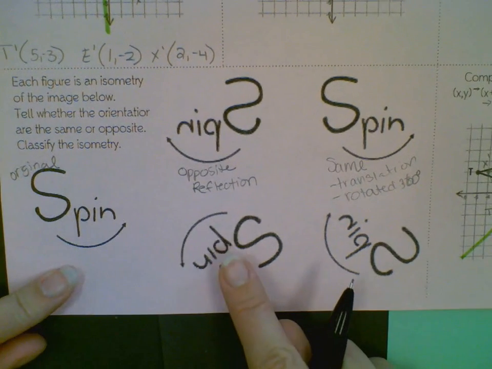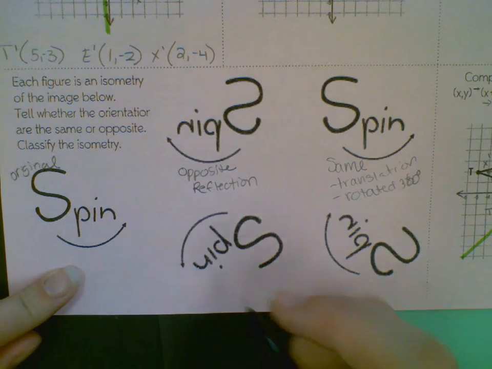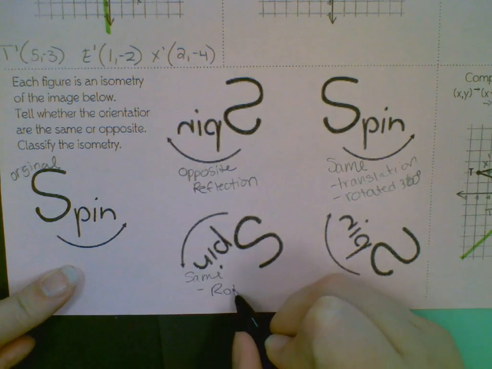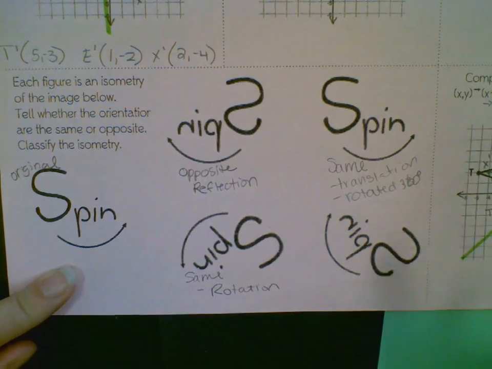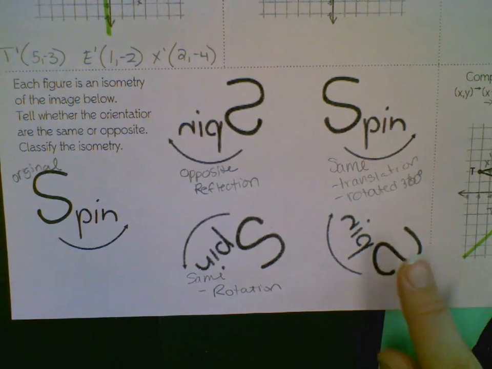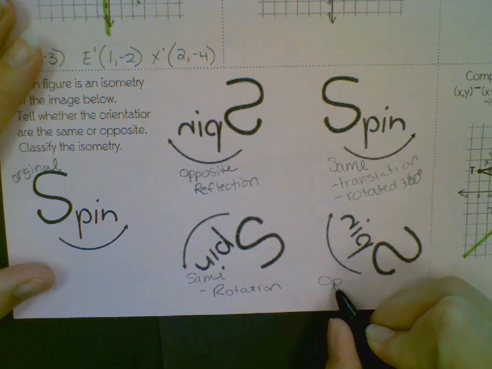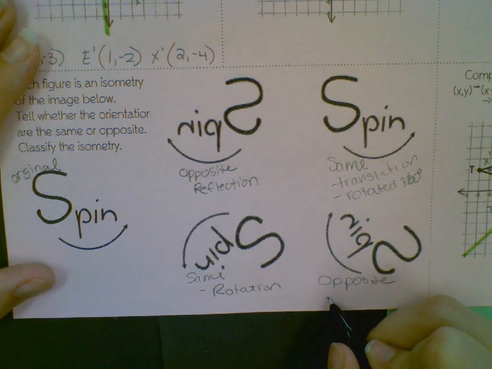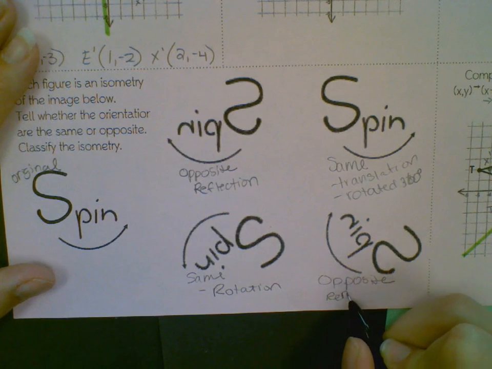So what about this one? Good, that one's the same too. And we got it by doing a rotation. And the last one? Good, it's opposite orientation. And we got it by doing a reflection and a rotation. We had to do both.